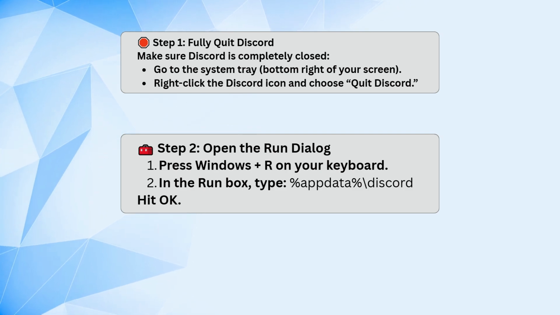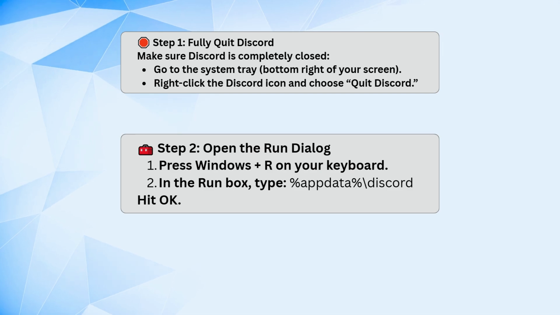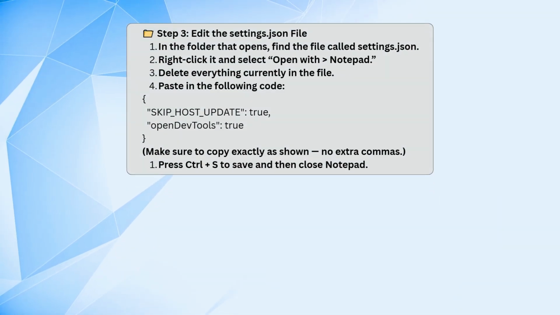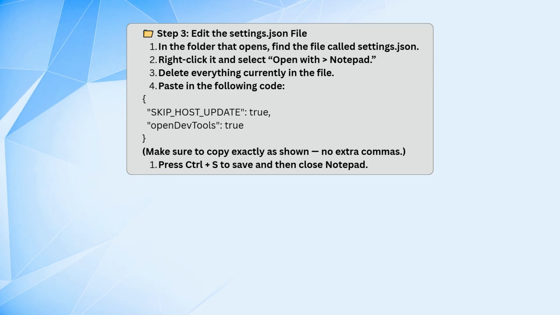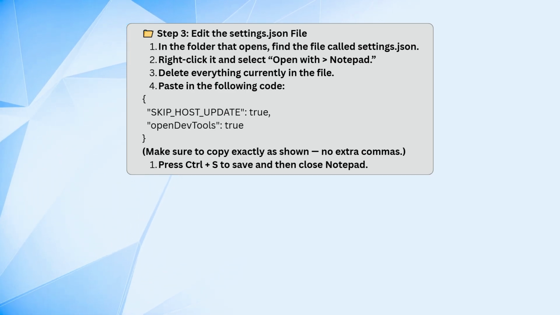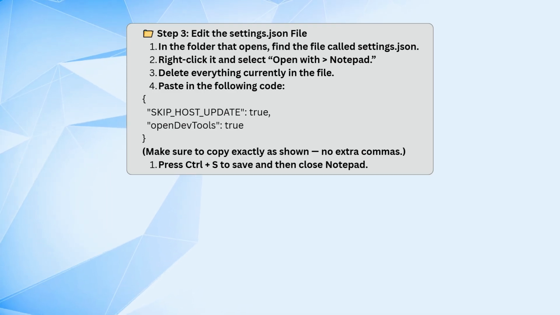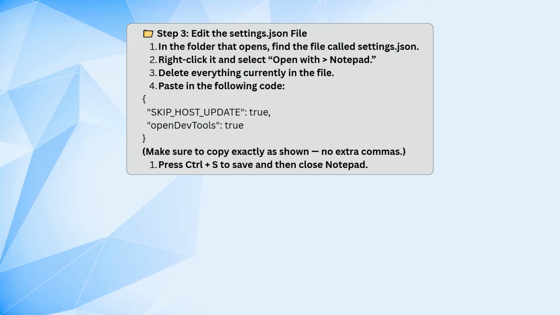Type %appdata%\discord and hit OK. In the folder that opens, find the file called settings.json. Right-click it and open it with Notepad. Delete everything inside the file, and then paste this exactly what you see on the screen. Save the file and close Notepad.